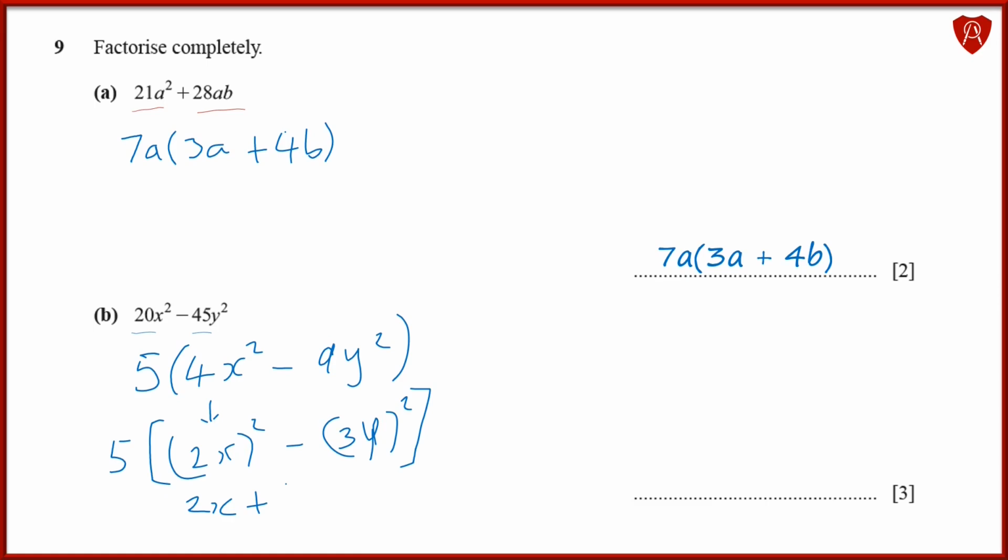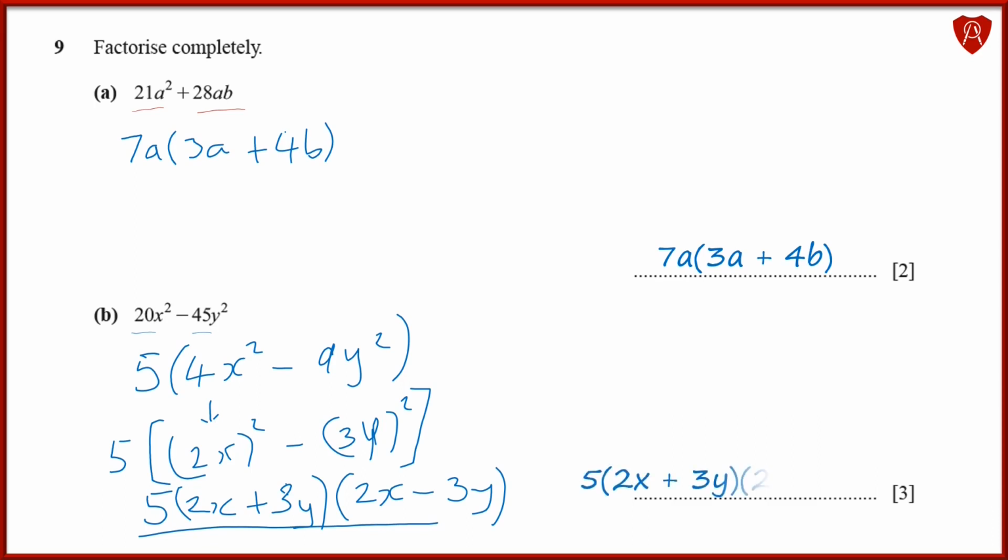So this should be 2x plus 3y in one bracket, and the other bracket should be 2x minus 3y, and that takes care of the difference of two squares. Of course, there is 5 here. So that is a full factorization and the final answer. We just write it here, and we move on.